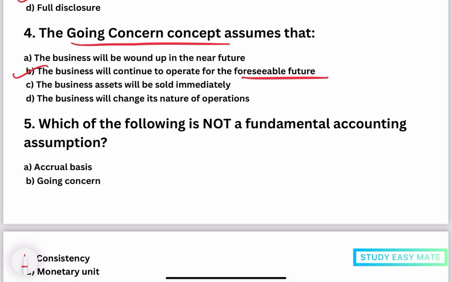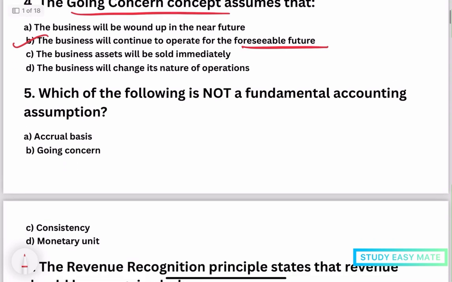So what is a going concern concept? It is a fundamental accounting assumption that presumes a business will continue to operate indefinitely or at least for the foreseeable future. Okay, at least 12 months from the balance sheet date. So that is what it is.